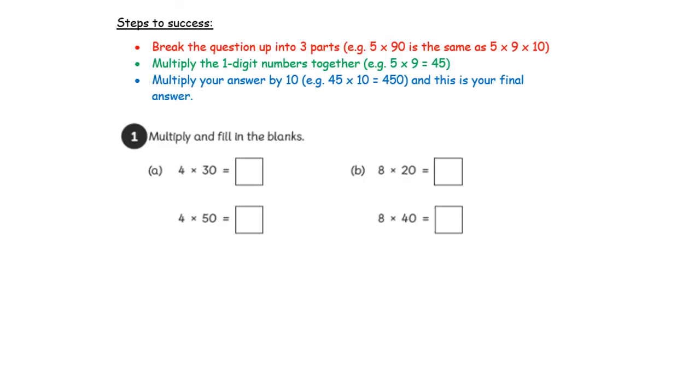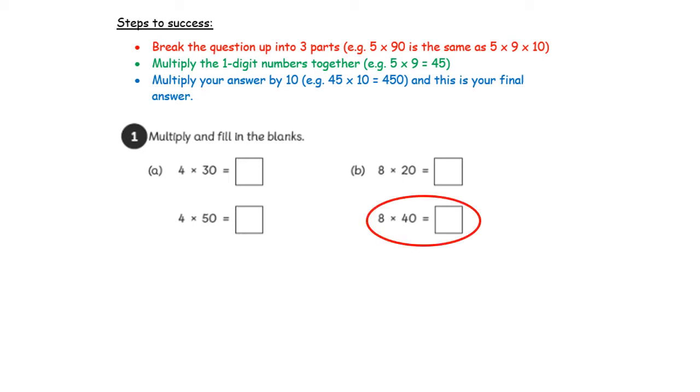Okay, so this is how your sheet looks at the beginning, and your steps to success say, break up the question into 3 parts. So if you had 5 times 90, that's the same as 5 times 9 times 10, because 9 times 10 is 90, okay? Then you multiply the one-digit numbers together, so you do 5 times 9 is 45, and then finally you times your answer by 10, because you still had to times it by 10, so 45 times 10 is 450.